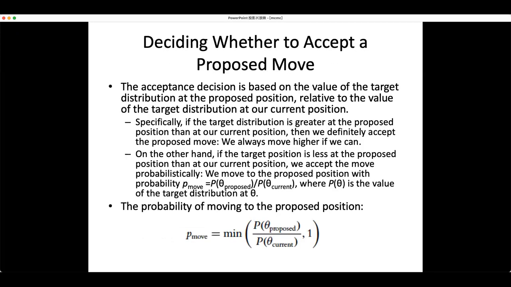So we can also try to write our formula a little bit better, to be something like the following. P move will be the min of P theta proposed divided by P theta current. This P indicates the relative population, or 1.